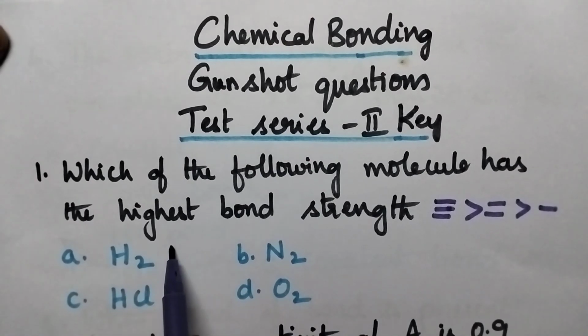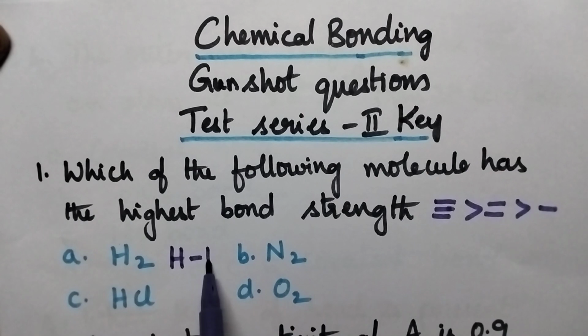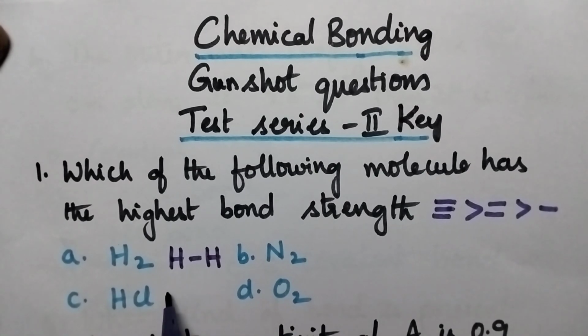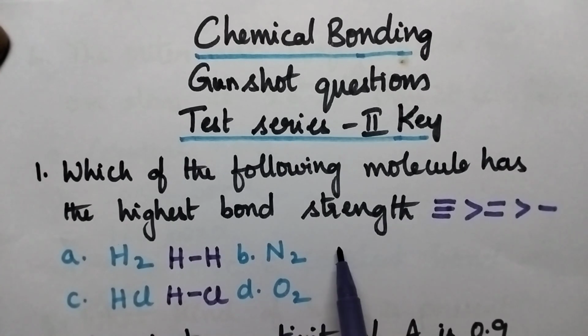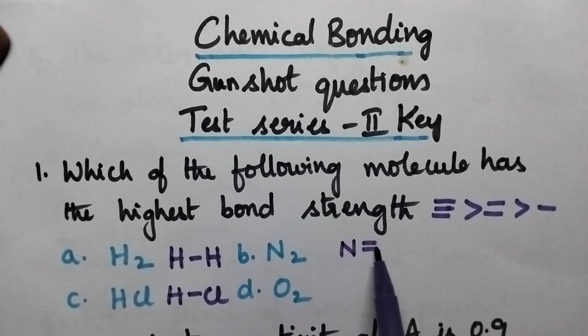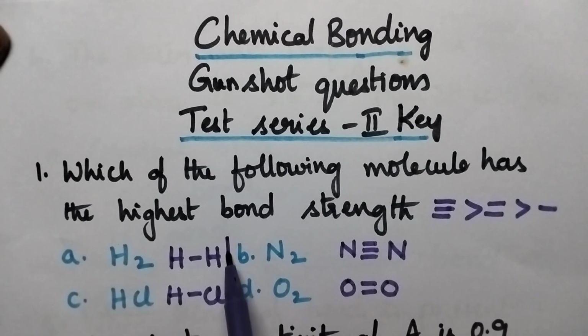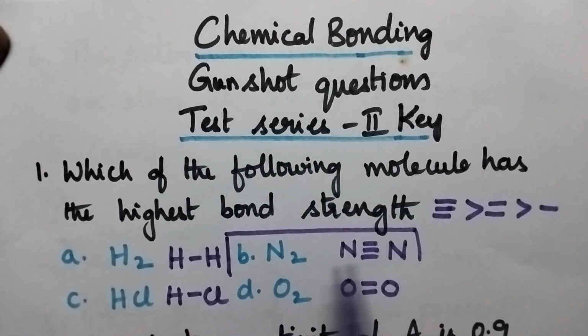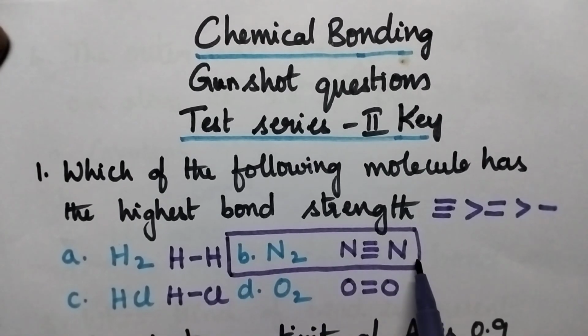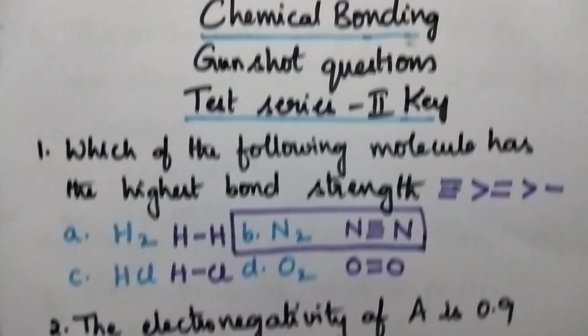In the H2 molecule, a single bond is present. In the HCl molecule, a single bond is present. In nitrogen, a triple bond is present, whereas in oxygen, a double bond is present. So, option B, that is the nitrogen molecule, contains a triple bond and hence it exhibits the highest bond strength.